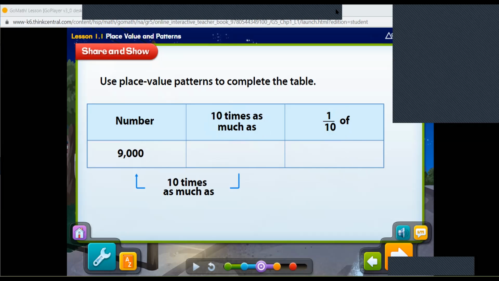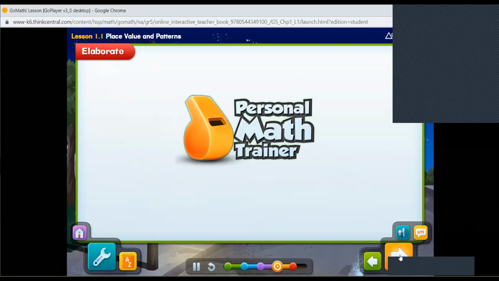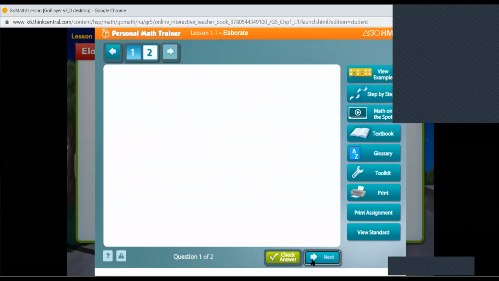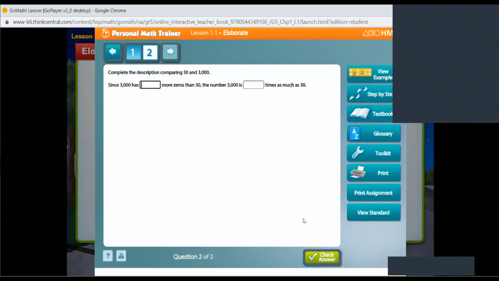Okay, so let us see what is new today for you all. Now let's practice. I think the first question we have practiced with the math trainer. We will practice the other one today. This we have finished yesterday. Now, please, Jana, can you read this? Complete the description comparing 30 and 3,000.